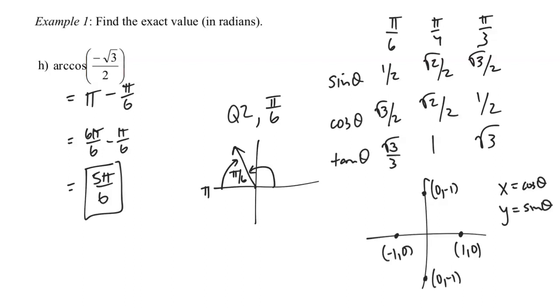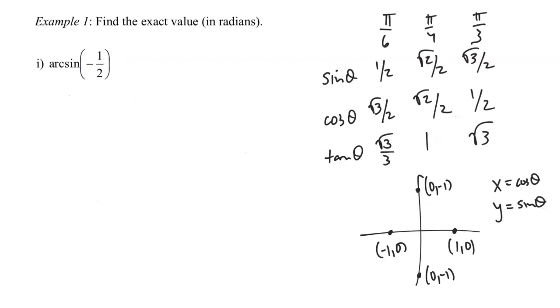So again, make sure that the answer for arc cosine is always going to be a positive answer. No matter if what's on the inside is positive or negative, the answer is always going to be positive because the range is from 0 to pi, and that only includes positive numbers. And so make sure that you're never writing down a negative answer for arc cosine.